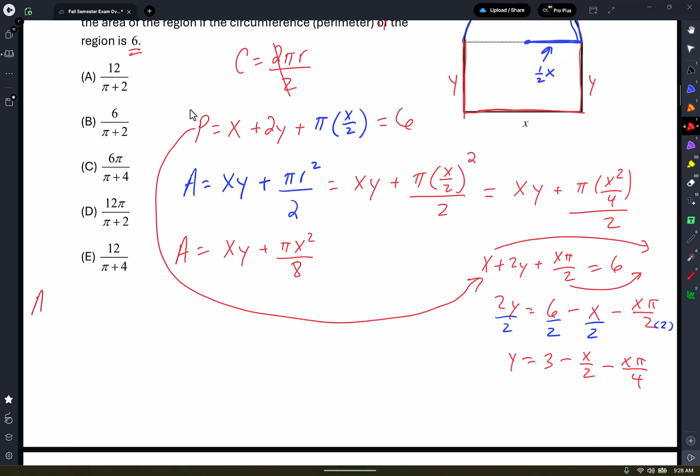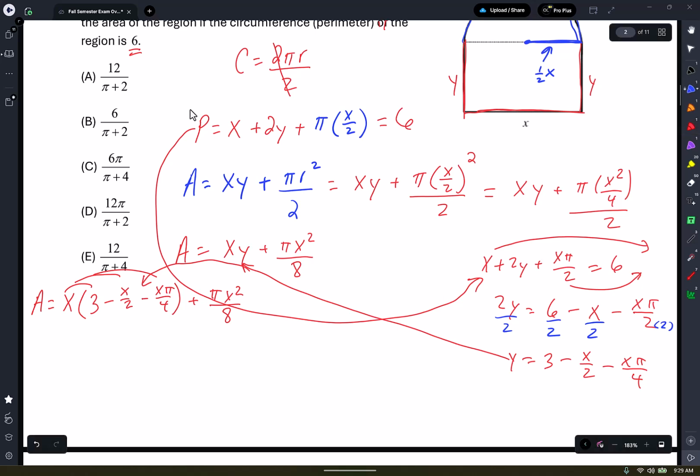area formula. Area equals, now let me slow down. x parenthesis 3. Oh, wait. Yeah, because this is my y right here. 3 minus x over 2 minus x pi over 4, close it, plus pi x squared over 8. Why did you put an x? I put it in for y. See, this is y right there. xy plus. Okay. Yeah. I'm just going to distribute.